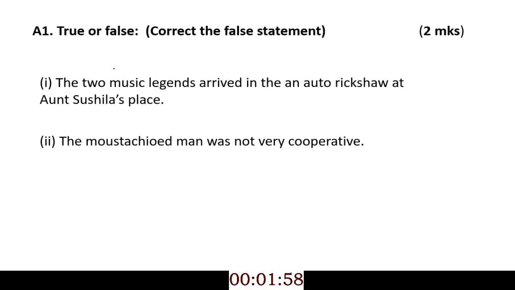Let me read the question. True or false? Correct the false statements. The 2 music legends arrived in an auto rickshaw at Aunt Sushila's place. The second one, the mustachioed man was not very cooperative. So please make sure that you utilize the time, and I will see you in some time.